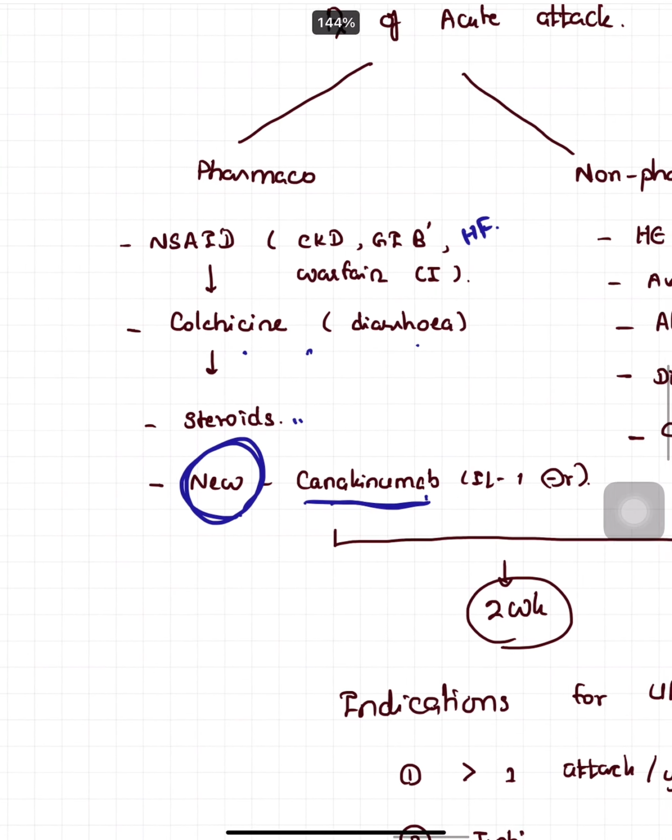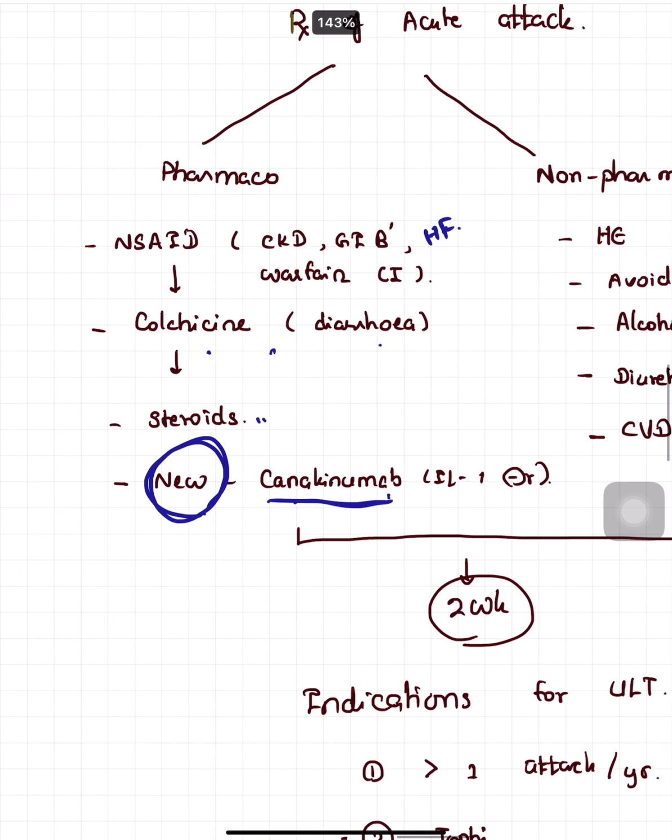In pharmacological treatment of acute gout, as I said in the previous video, we can use NSAIDs, colchicine, steroids, or newer interleukin-1 inhibitors like canakinumab, and another one is anakinra.